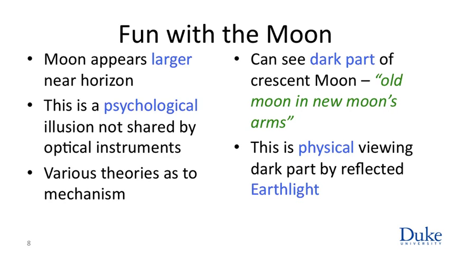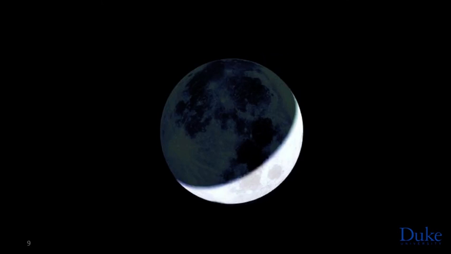On the other hand, there's this other famous illusion which is called seeing the old moon in the new moon's arms, which is that when you see a crescent moon where only a fraction of the moon is illuminated, then you can sometimes imagine to yourself that your mind completes the full disk of the moon, and you can see the part of the moon that is not illuminated by sunlight. And this one is a physical effect.